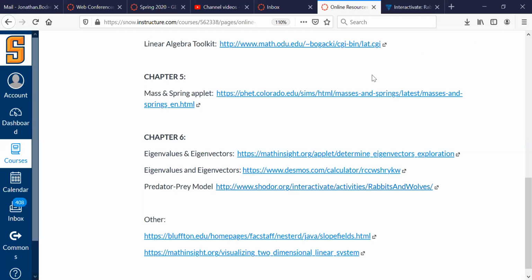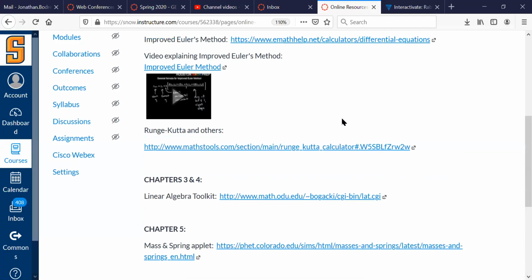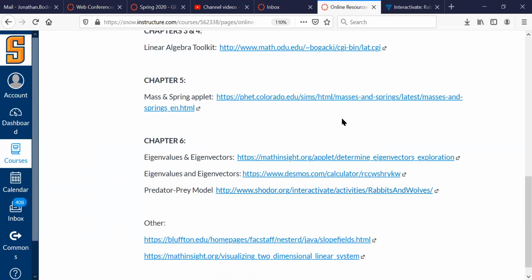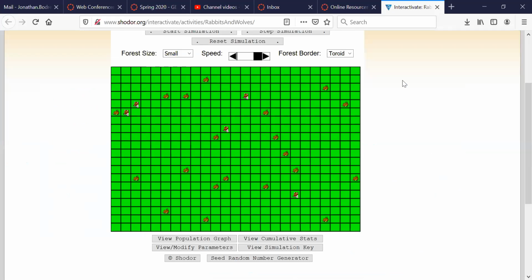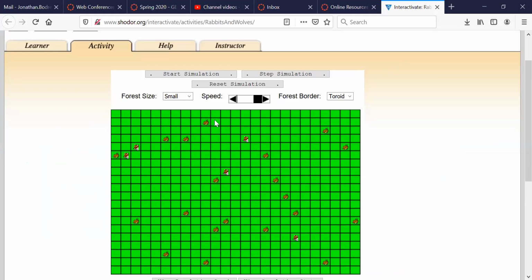Okay, so if we go to our home page and then click on the online resources for differential equations, one of the options is a predator-prey model. And if you click on that, it will bring up this, and it will do a simulation for us. So we can see that we've got several bunnies around here, but we've also got some foxes, and they're on a grassy field. So the bunnies are both predator and prey. They're predator to the grass, but prey to the foxes.